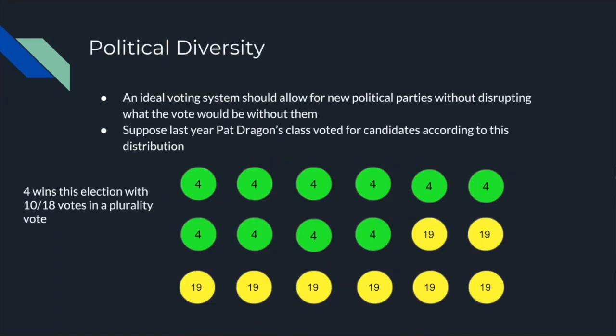We will now be talking about political diversity. We define political diversity as allowing new political parties to appear without disrupting the outcomes of an election had that political party not been present. To explain this, let's consider an example. Suppose last year, Pat Dragon's class voted between 4 and 19 to be the best number, and 4 won with the following distribution of votes.